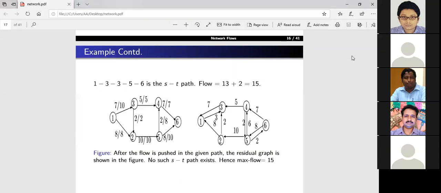Now this is the current network, which on the left side is the current network. We choose the path 1 3 5 6 as the s-t path. Then the path 1 3 2 5 6, and the bottleneck is 2. So along that we can push another value of 2, and we get the residual graph on the right hand side.